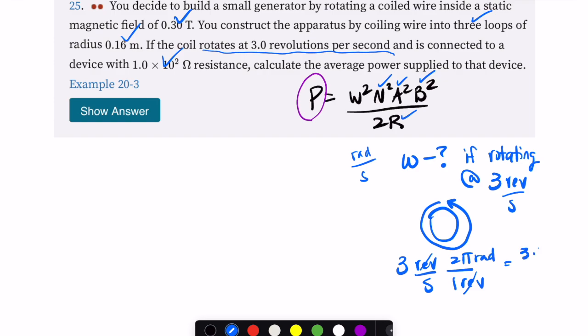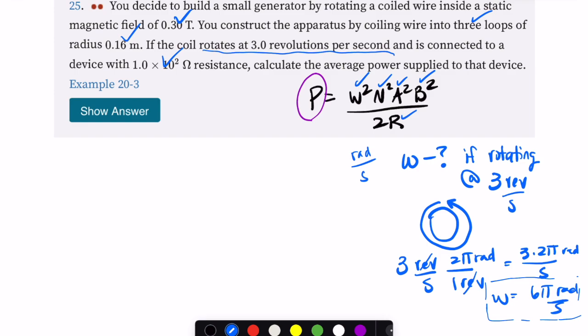So we're going to have 3 times 2 pi radians per second, 6 pi radians per second. That's our omega. Okay, so now we have omega. Boom, now we can solve pretty easily, right?